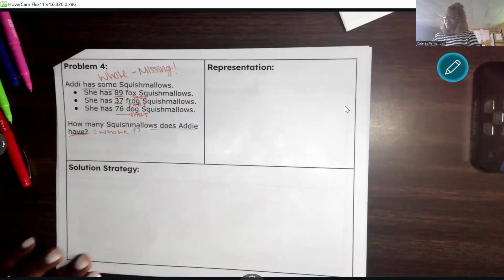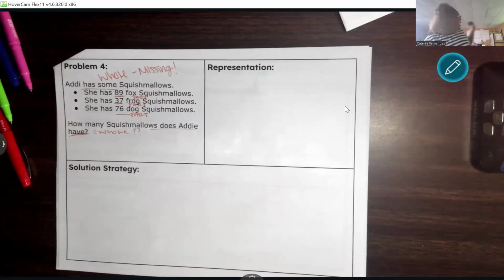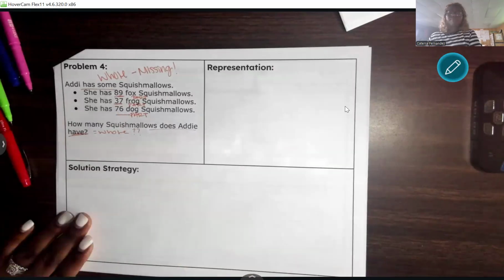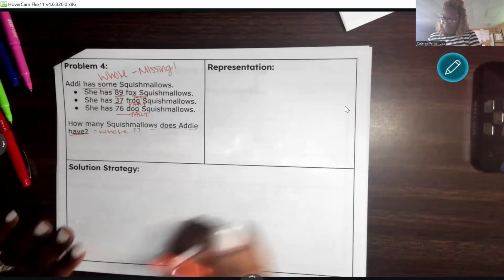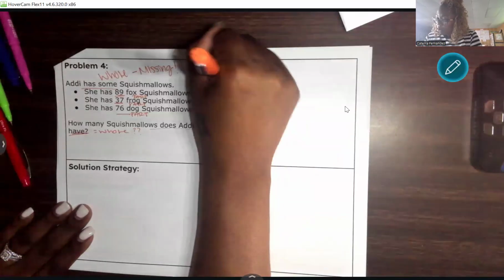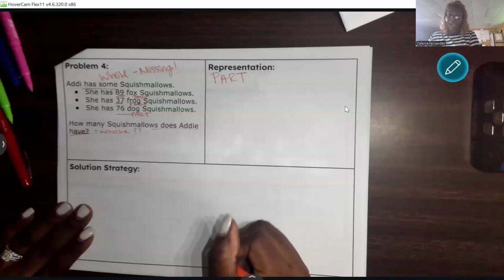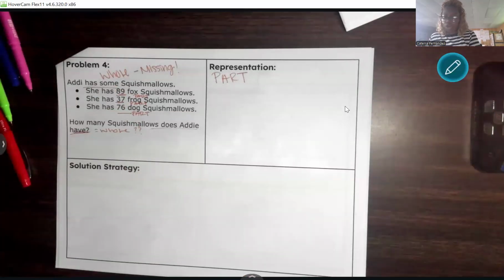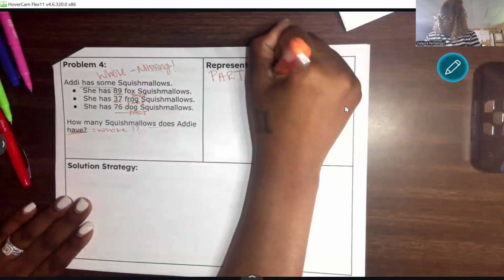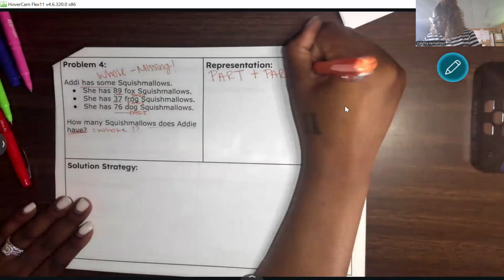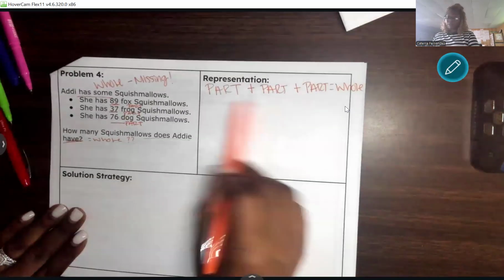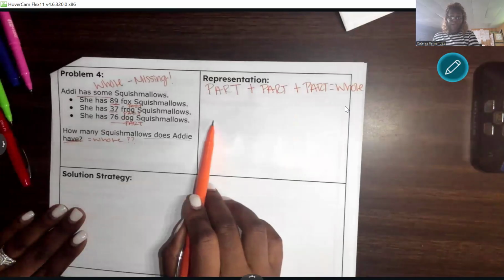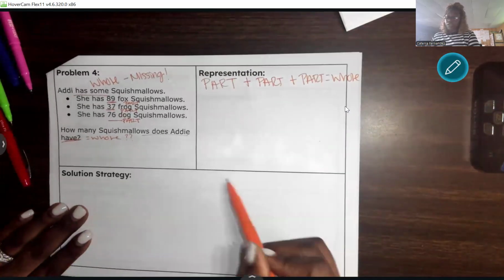Now, again, guys, think back to this anchor chart that we have back here. If I'm missing the whole, what would my number sentence look like? Think about it. Our number sentence is going to be part. We're going to have to add up all these parts to get how many she has in all. Part plus part plus part equals whole.